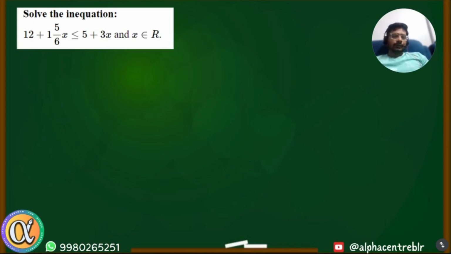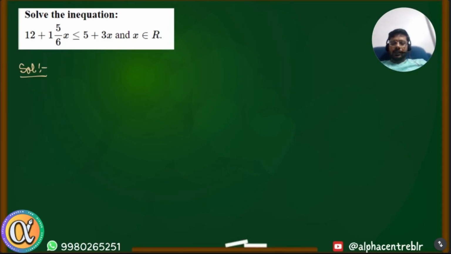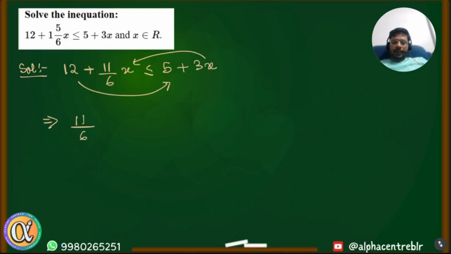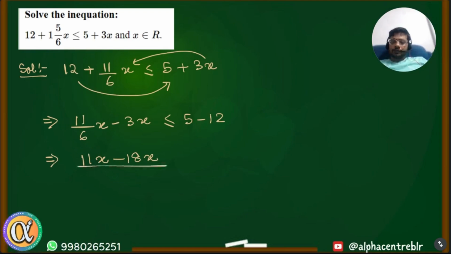Please try this question. We can simplify and write this as 12 plus 11 by 6x less than or equal to 5 plus 3x. Next, 11 by 6x minus 3x is less than or equal to 5 minus 12. After that, LCM method: 11x minus 18x upon 6 is less than or equal to minus 7.